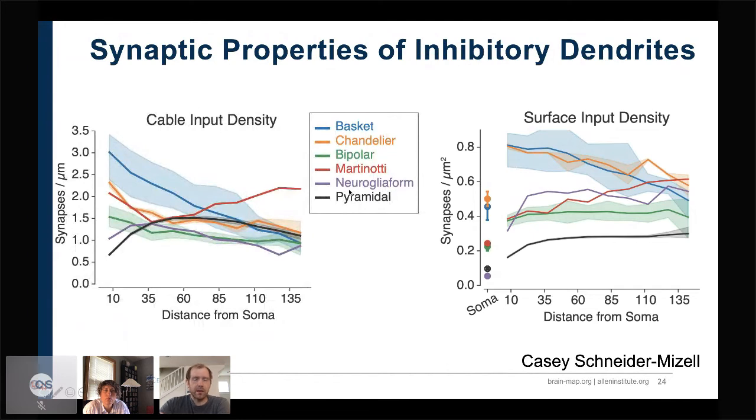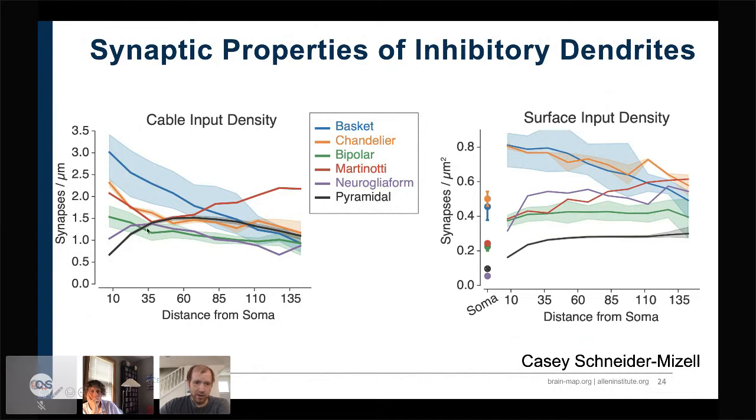So one thing that you might want to calculate is just looking at the density of synapses onto these different kinds of inhibitory cells. So the plot on the left quantifies that in one way. On the x-axis, we now have distance from the soma. And on the y-axis, there are the synapses per micron of length of dendrite, and then the different colors reflect the different cell types. And you can see that different cell types have very different densities of synapses and different profiles of how those synapses vary as you move away from the soma. So basket cells have the most synapses, particularly close to the soma, and they tend to fall away.